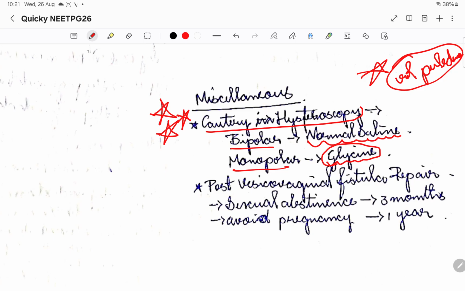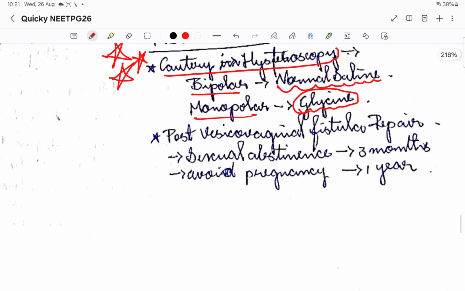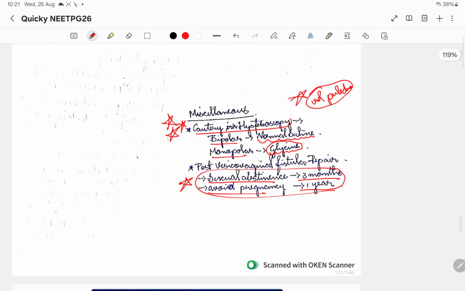For bipolar it is normal saline that we use, because there won't be any transmission of current around the tissue, whereas with the monopolar approach we should use glycine, because we should avoid transmission happening. Then coming to posterior vesicovaginal fistula repair, sexual abstinence for 3 months should be done and pregnancy should be avoided for 1 year. This is what we tell the patient before we do the repair: sexual abstinence for 3 months and avoid pregnancy for at least 1 year.